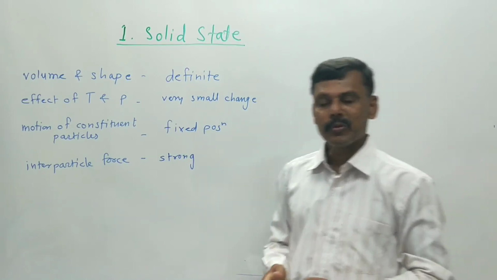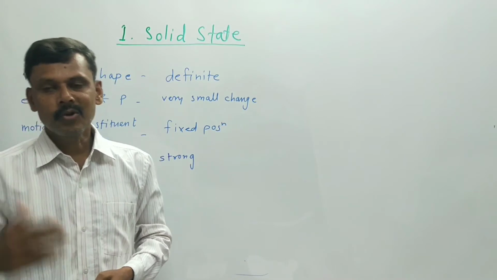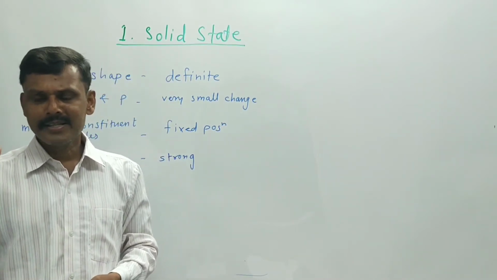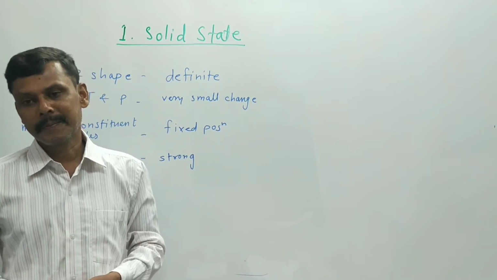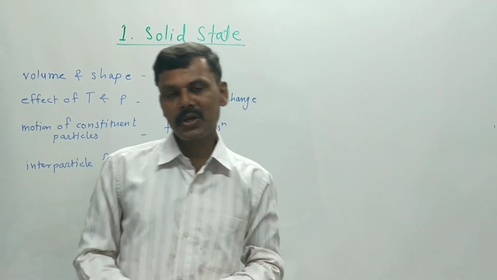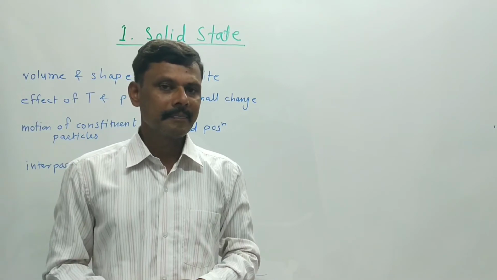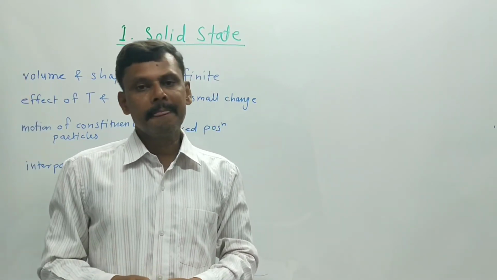Now we move towards the types of solid. What are the types of solid? Now friends, consider examples of granular sugar or sodium chloride salt, glass, rubber. So these are some examples of solid.